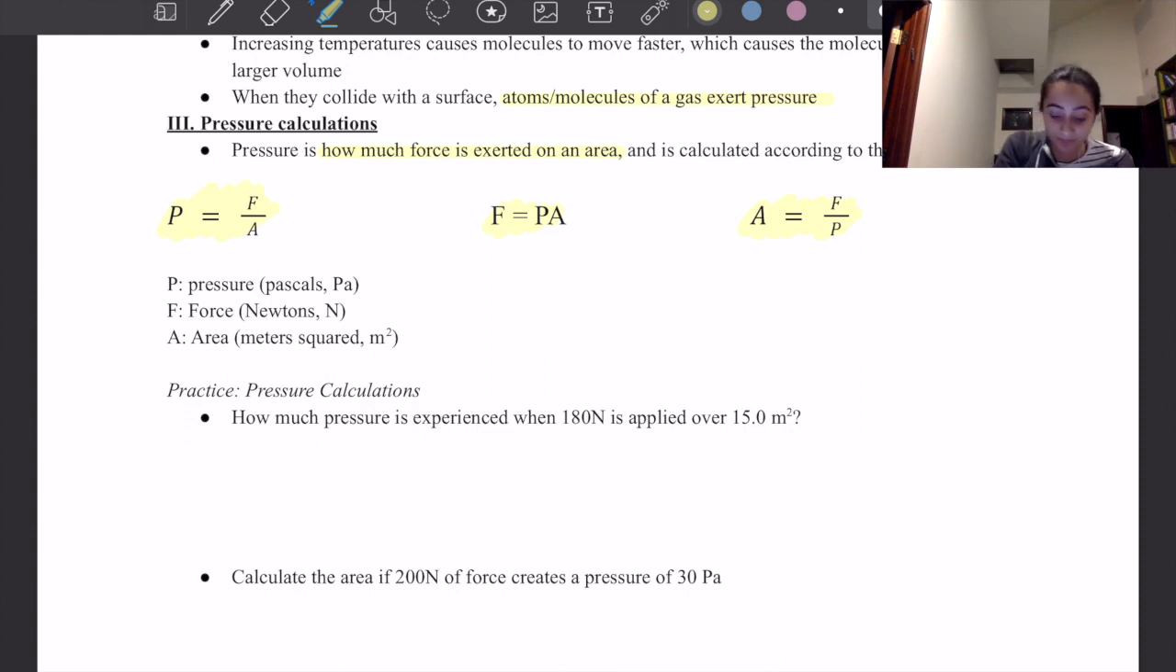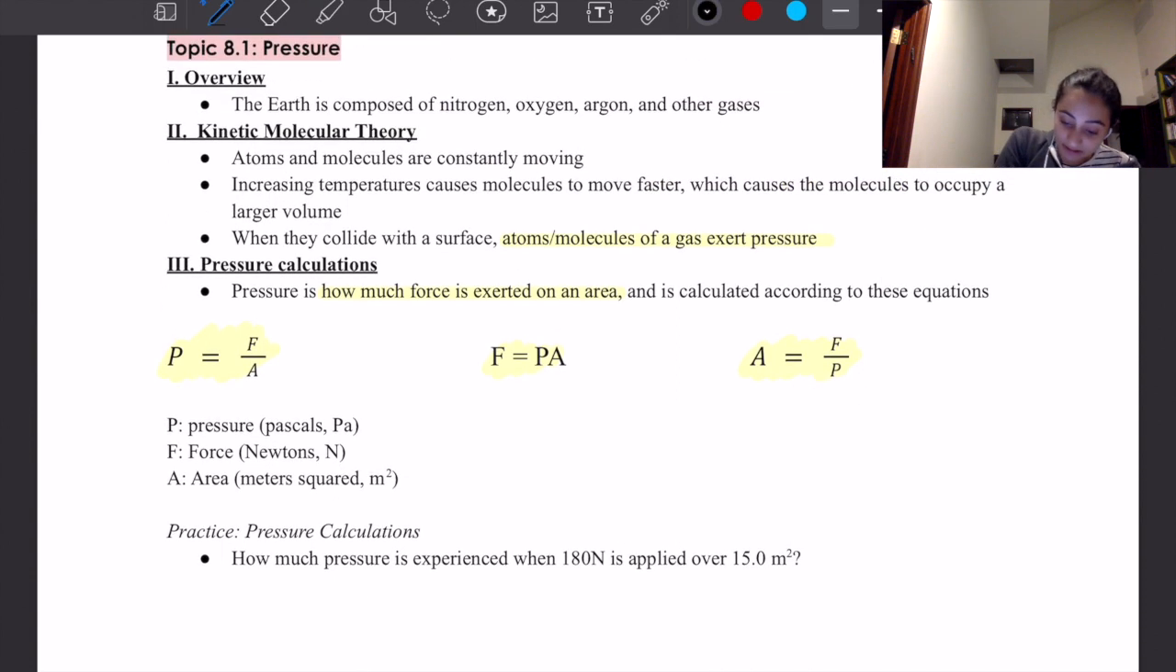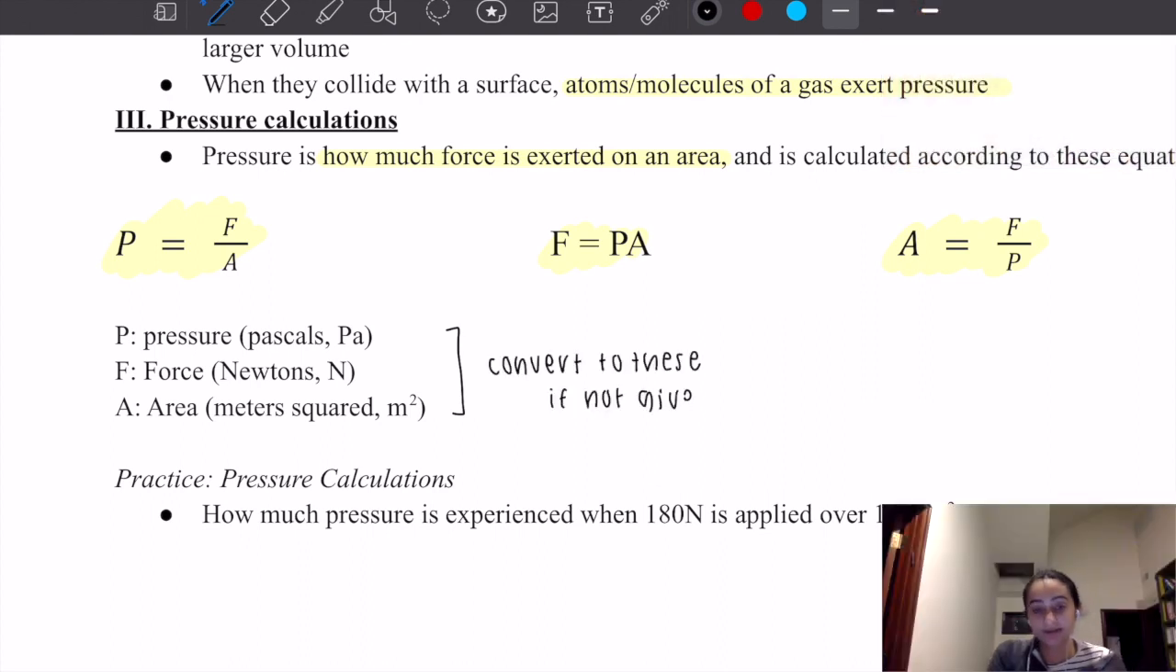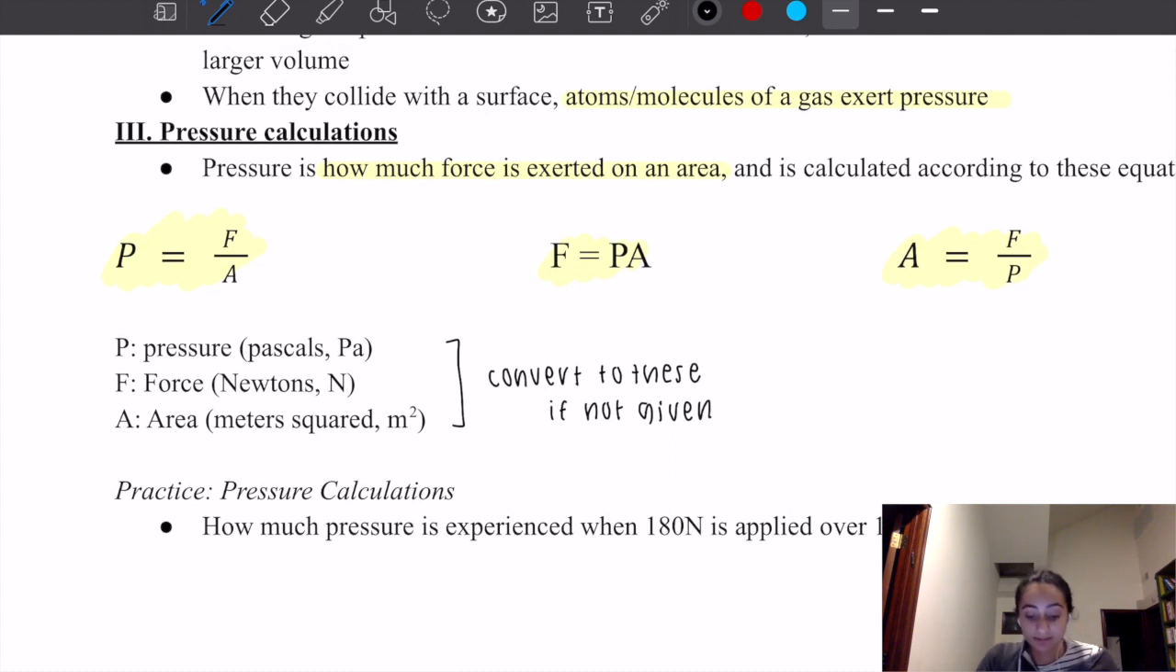P represents pressure, which is in units of pascals. Force is represented by F, which is in units of newtons, and area is represented by the variable A, which is in units of meters squared. So if you do not have these units, you need to convert to them. Like if you have kilopascals, you need to convert to pascals. So with these three equations, we're going to try some examples.